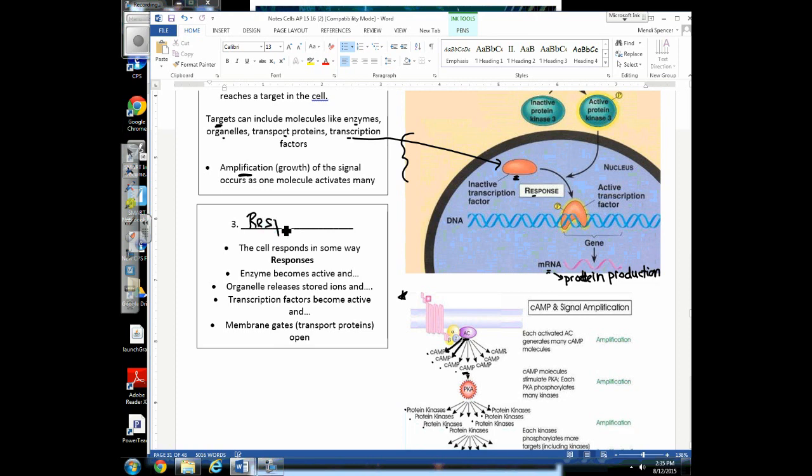So there's the response part of this signal transduction pathway. I already mentioned that targets like enzymes can become active, or an organelle can release stored ions which would affect another part of the cell, or transcription becomes active and a gene is expressed, or membrane gates open and ions go moving out of the cell or come rushing into the cell. So there are many different types of responses that can occur simply due to a signaling molecule or some kind of signal being received by a receptor protein on the membrane of the cell.